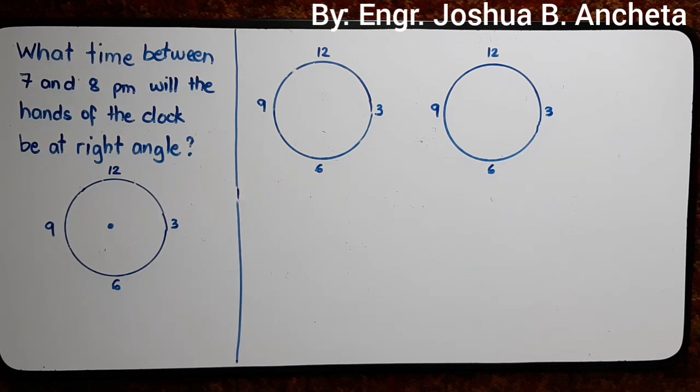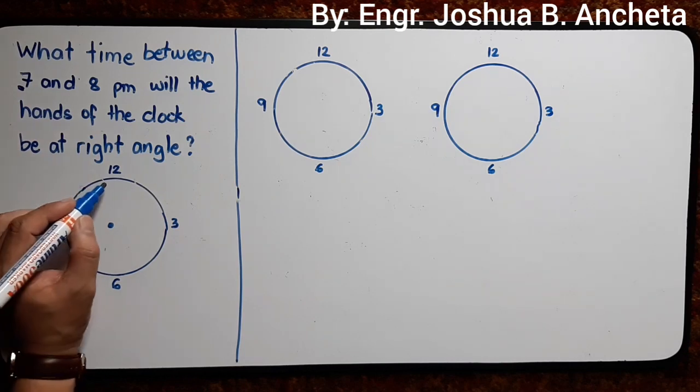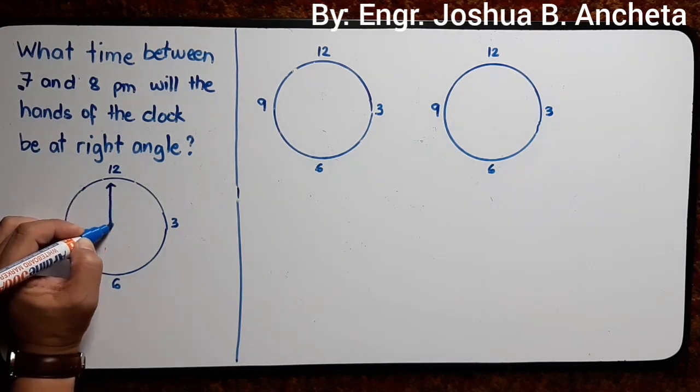What time between 7 and 8 p.m. will the hands of the clock be at right angle? So first, in our solution, let us get the initial position of the clock, which is at 7 o'clock. So this is the illustration.